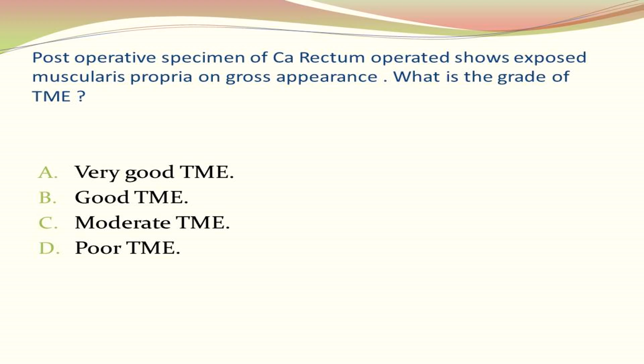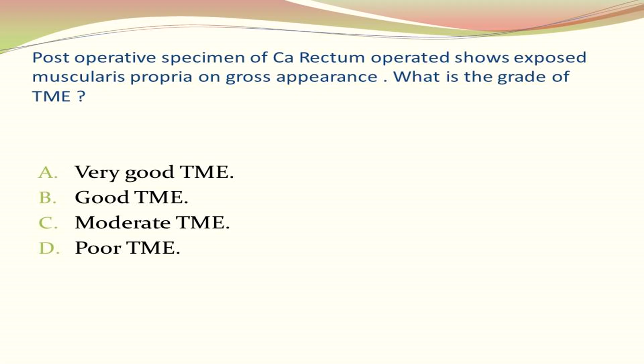Important concept, that means after you have done an APR, there are ways to find out whether you have done a good APR, a moderate APR or a bad APR, depending upon the kind of specimen you have resected. Okay, so what they have asked here is post-operative specimen of CA rectum shows exposed muscularis propria in gross appearance. What is the grade of TME? Poor, definitely.